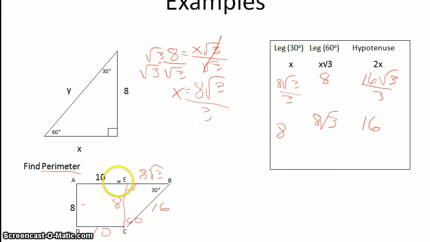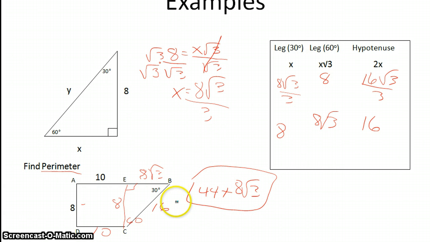How do we find perimeter? We add up all the sides. So we add 10 plus 8 plus 10 plus 16. So we add all those up and we get 44 plus our 8 square root of 3. You're not going to combine those. That's as far as you can go because these are not like terms, and so you would stop. So that would be the perimeter of your shape.